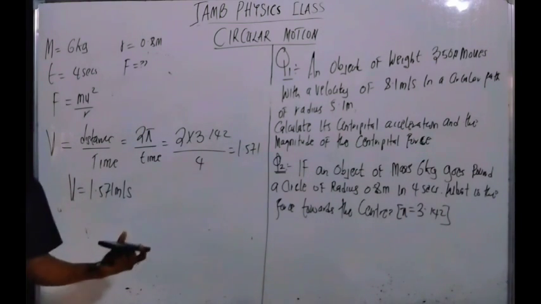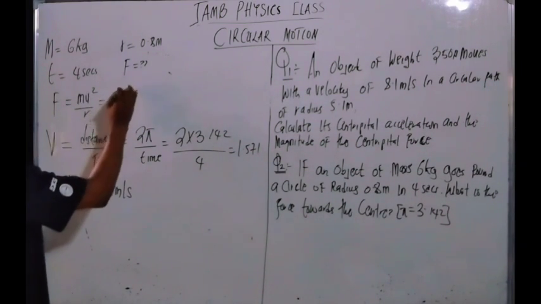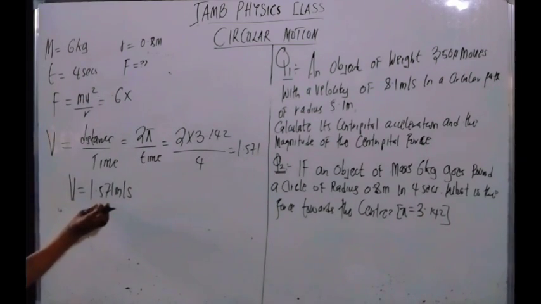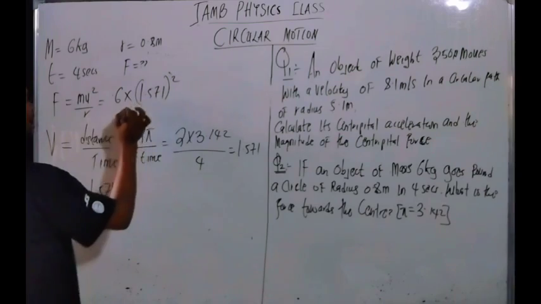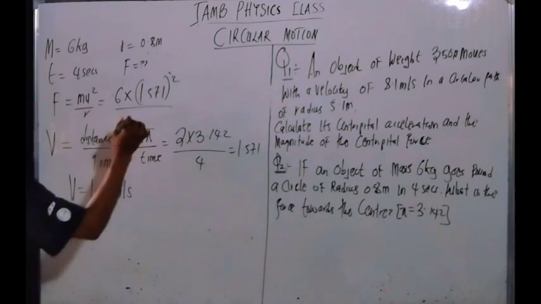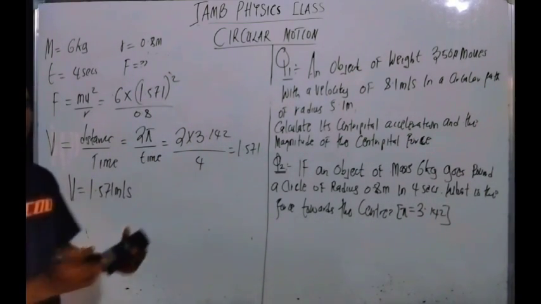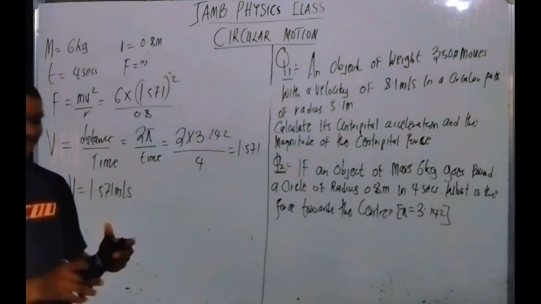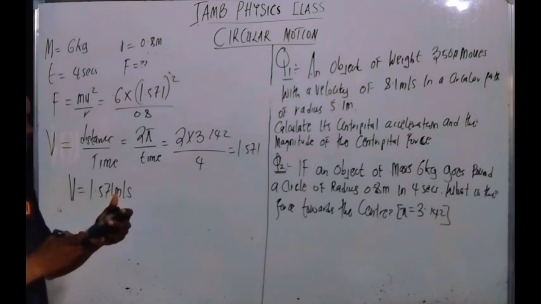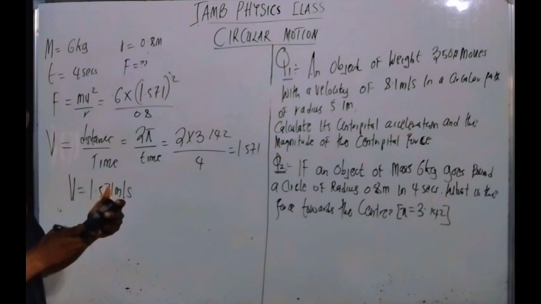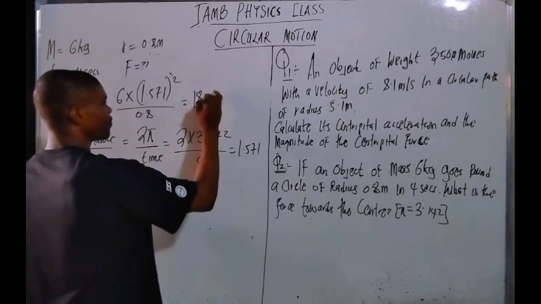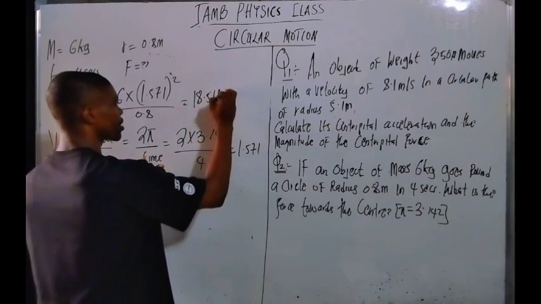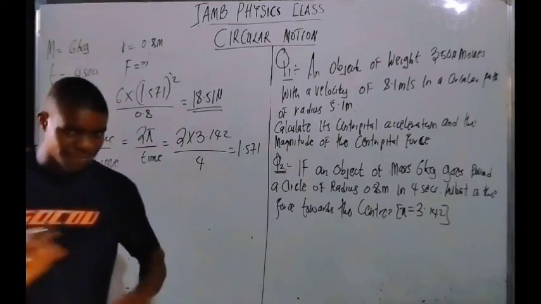So what I want to do here is input our values and get my centripetal force. My mass is 6 times my v, which I've calculated, 1.571 squared, over my radius, 0.8. Just that. Use my calculator to get the answer. You have 6 times 1.571 squared divided by 0.8. You have 18.51 Newton. As easy as that. You can see that it's not difficult, right?